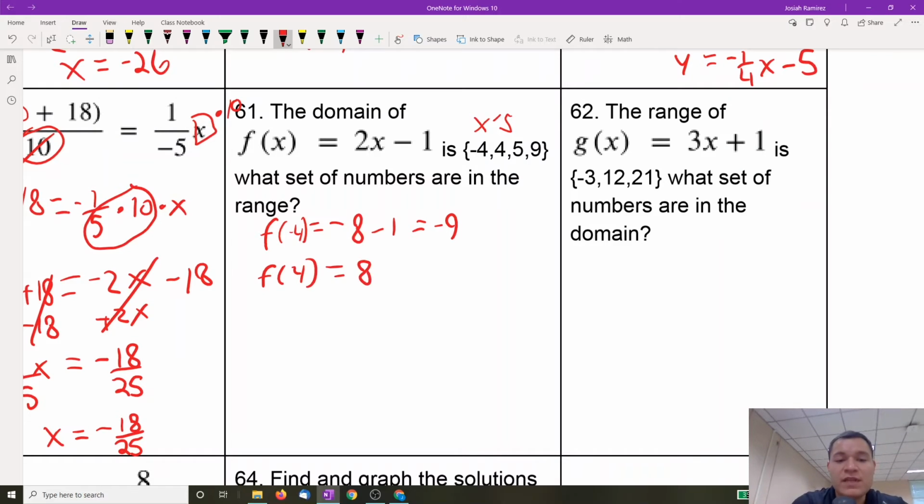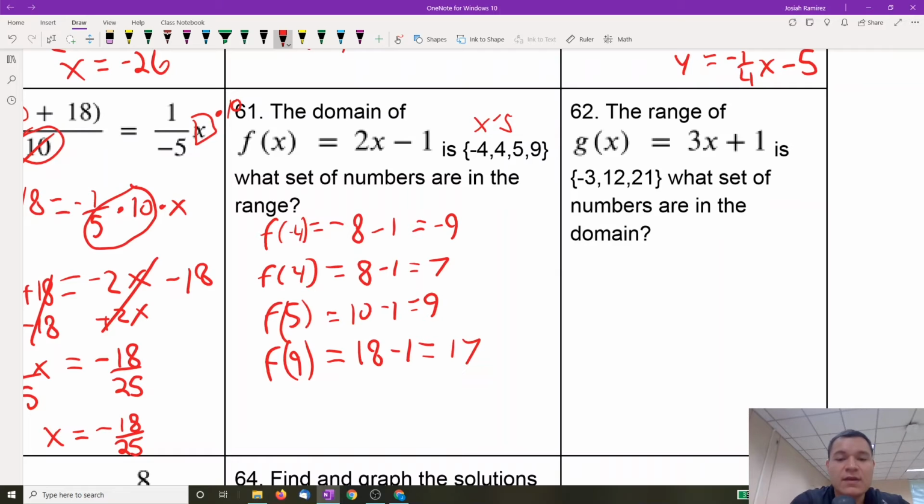f of 4 is 8 minus 1. F of 5 is 10 minus 1. F of 9 is 18 minus 1. And then you just put these in a list from least to greatest.